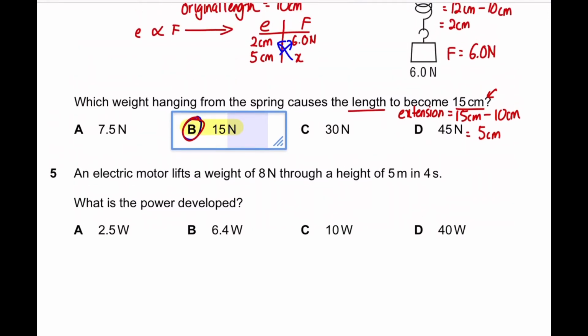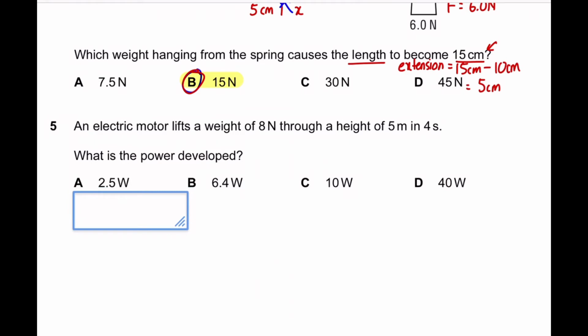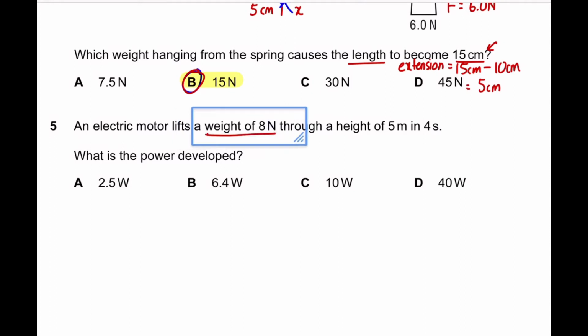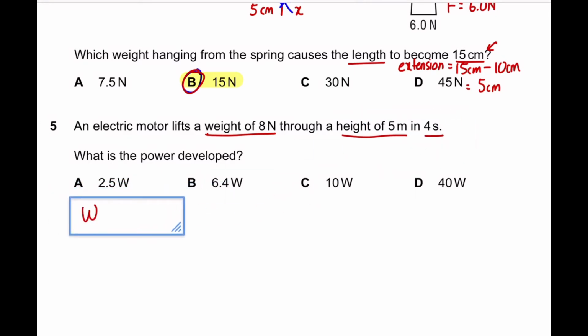Okay, on to the next question, question 5. We have an electric motor which lifts a weight of 8 Newton through a height of 5 meters in 4 seconds. The question asks, what is the power developed? First of all, I would like to write down all the important key points. Weight is 8 Newton. Height is 5 meters. Time is 4 seconds. Let me write it down in equation form. Weight is 8 newtons.